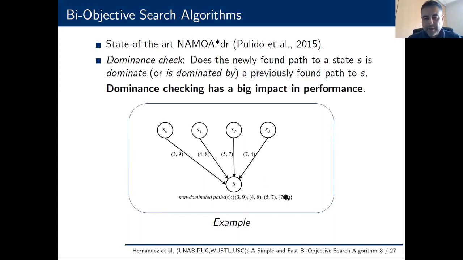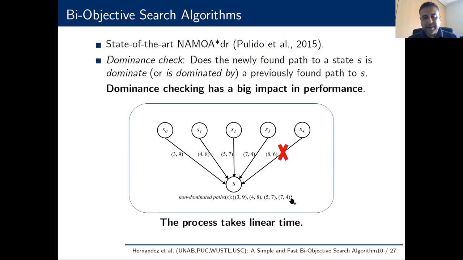And 7, 4 is not dominated by 3, 9. It's not dominated by 4, 8, and by 5, 7. But now this path 6, 6 is not dominated by 3, 9. It's not dominated by 4, 8. It's not dominated by 5, 7, but it's dominated by 7, 4. This solution is not included in the non-dominated path set. This process takes linear time in the number of non-dominated paths for one state.